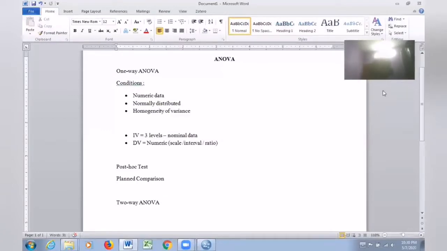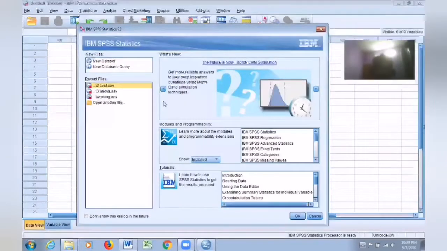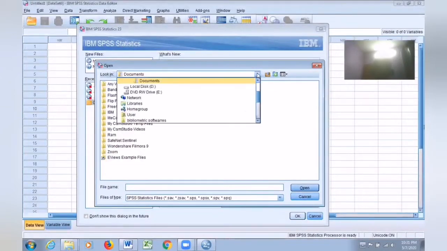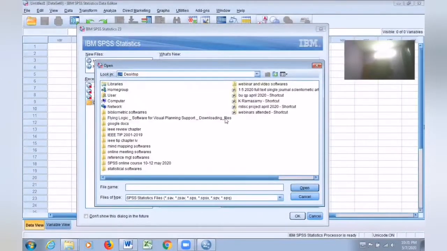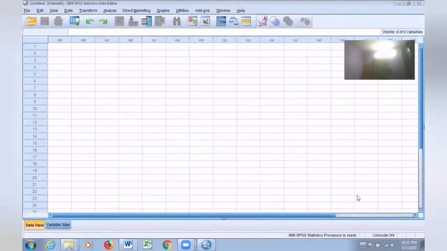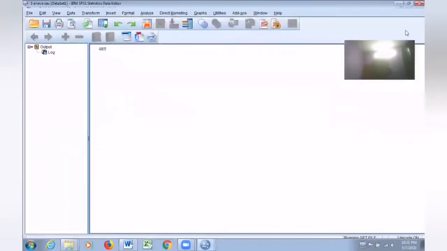So let's go to our SPSS home screen. This is the screen. Let me click on open another file. I click OK. It asks for the file, so I select Desktop, then SPSS online course, final data set. Then I select ANOVA. Then open. The file is open now.